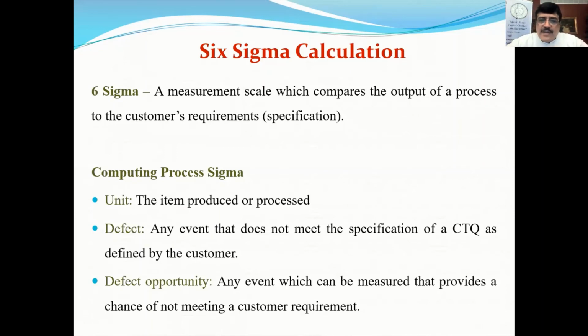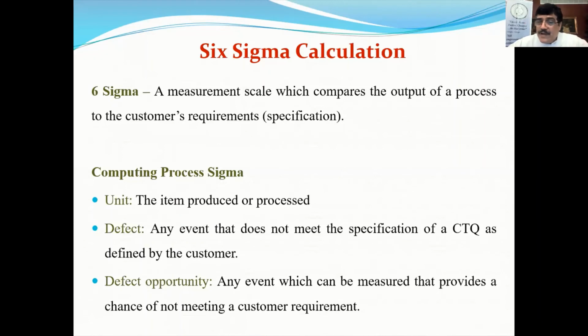So what's a defect? A defect is any event that does not meet the specification. A specification of what? The specification of the CTQ. Again, everything is linked together. We establish our CTQ, critical to quality, as defined by the customer, as we surveyed and held a meeting with the customer. Based on this, we established our KPI, our specification. Now anything that does not meet this is called a defect. So this is very important.